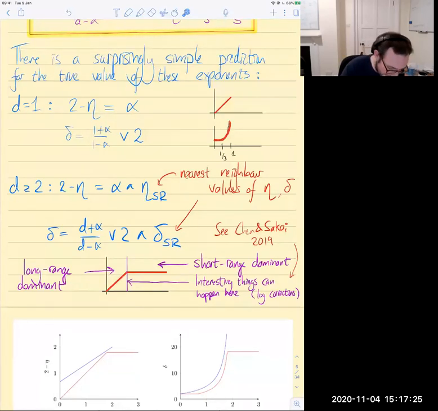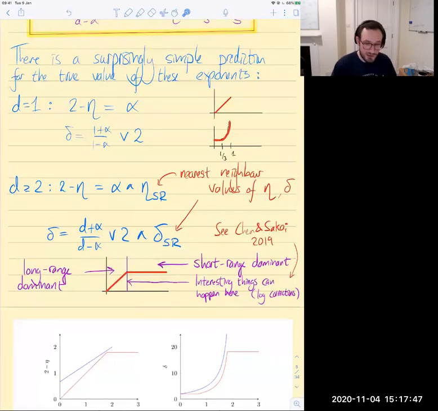Okay, and if you take this prediction, which is an incredibly simple prediction, and then you combine that with what are called the scaling and hyperscaling relations, which I'll talk about later, you get this predicted value of delta, but the graph has two pieces.